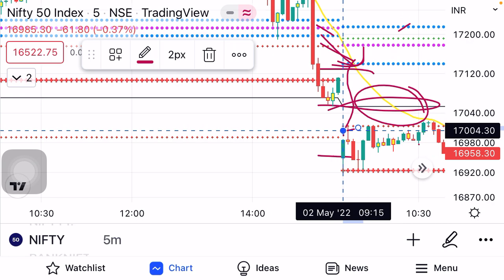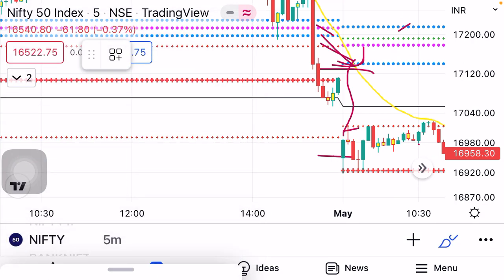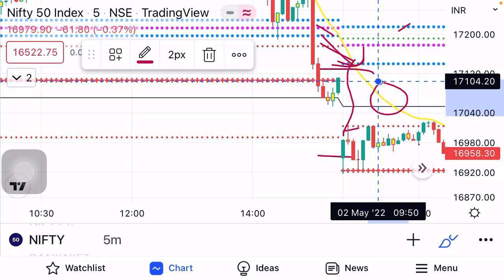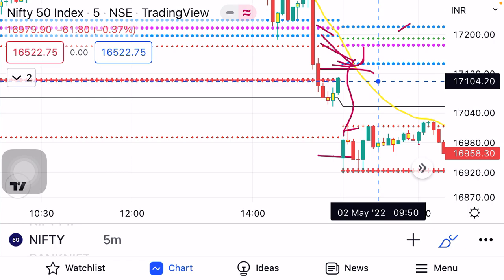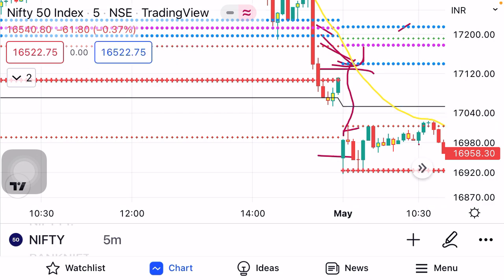So, when the opening is very gap down, we'll see for the 20 MA. This yellow line is 20 MA. We'll wait for some time for the 20 MA to come near the graph. So this is the place where the market has come. We'll go for a put position at that point, right?